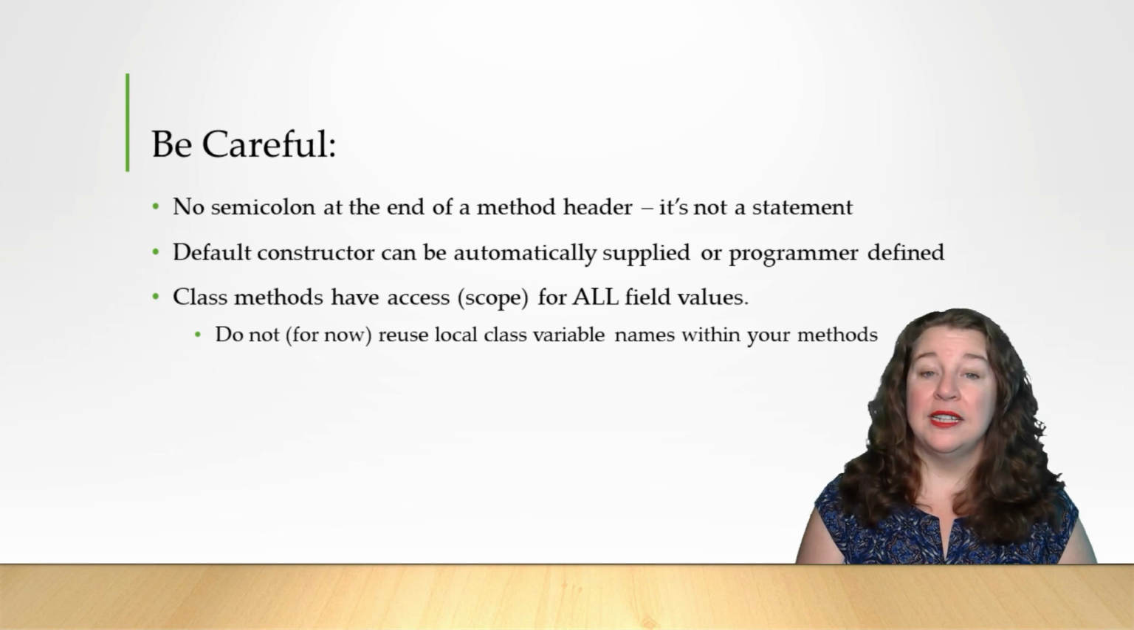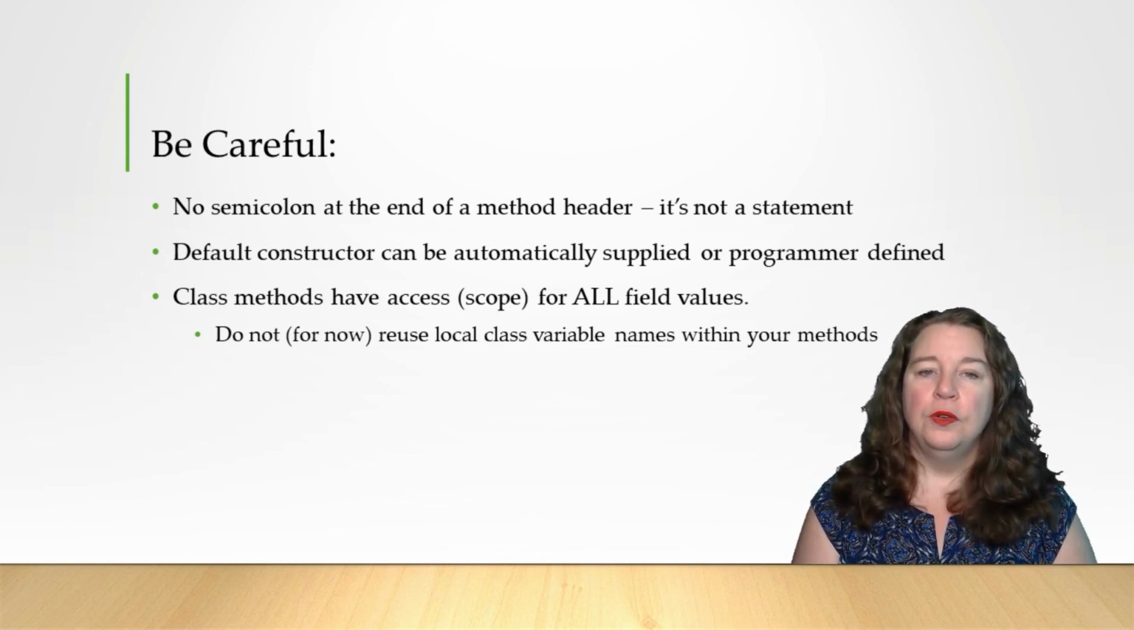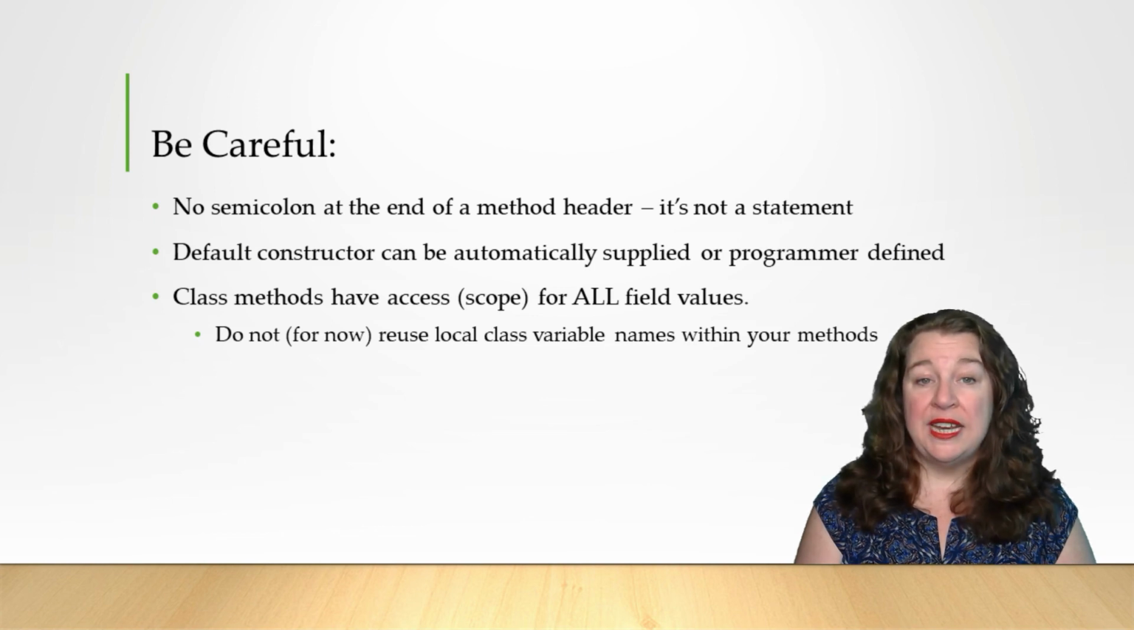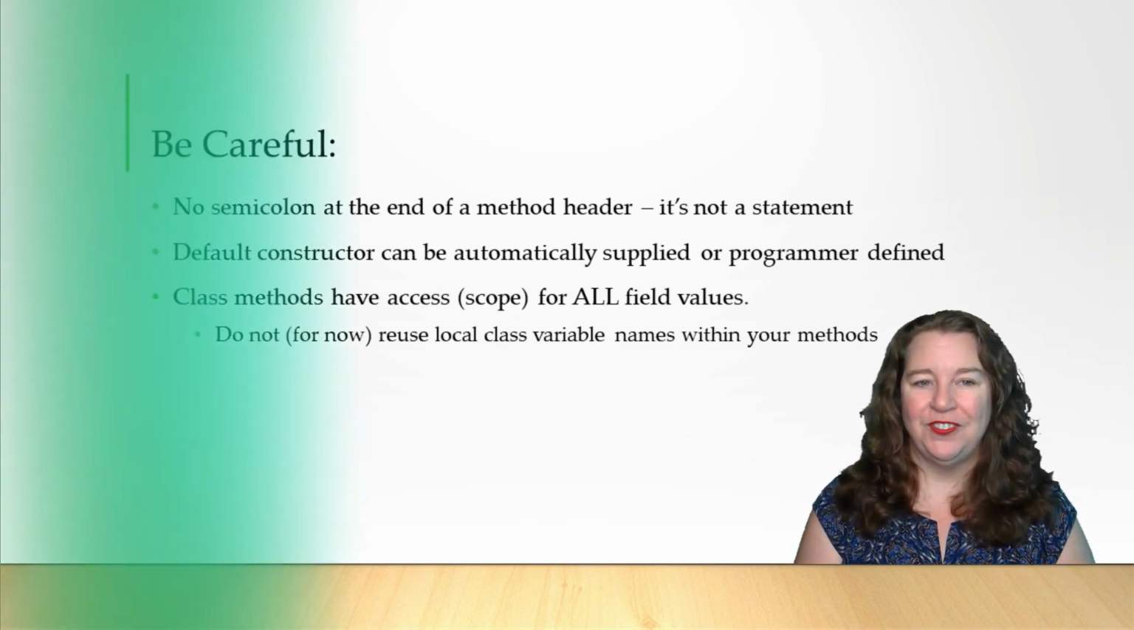Your class methods all have the scope of all of your field values. You can reference any of your field values from inside of your classes. For the purposes of right now, don't reuse your local class variables within your methods. Try to make them two different names, and we'll talk about how to use that in the next chapter.